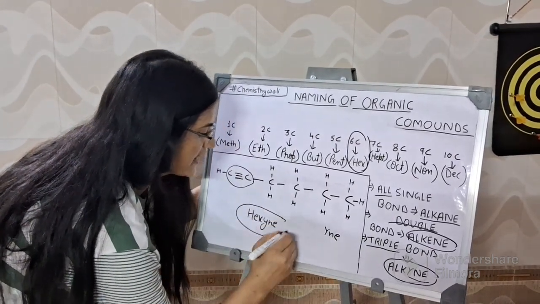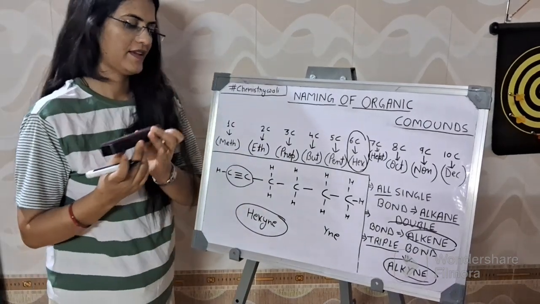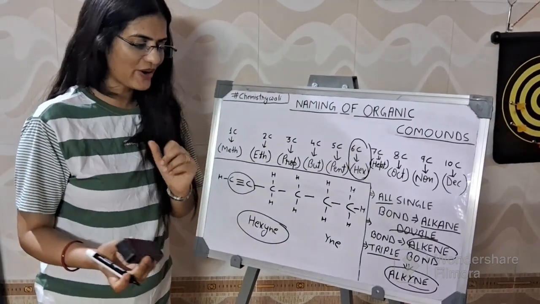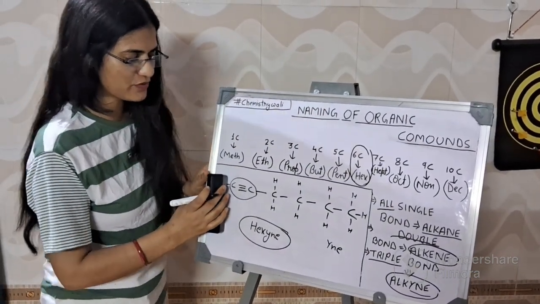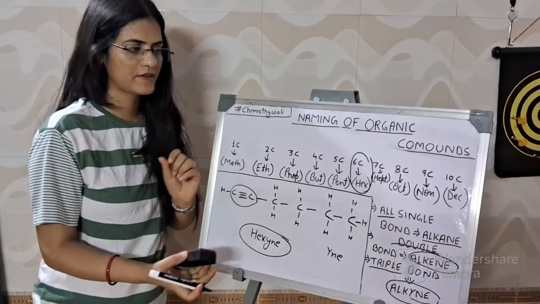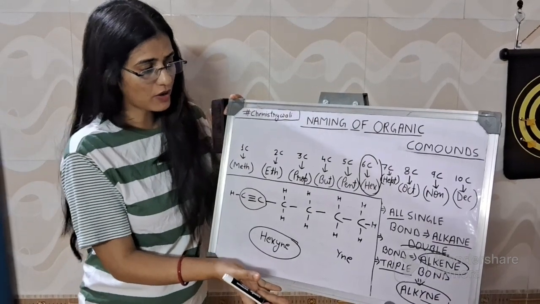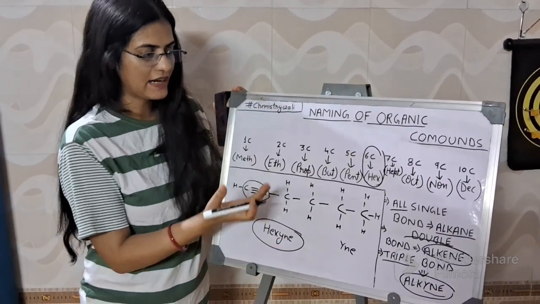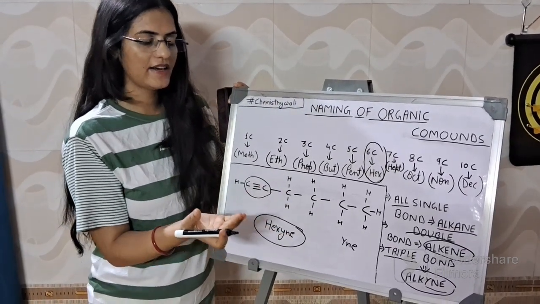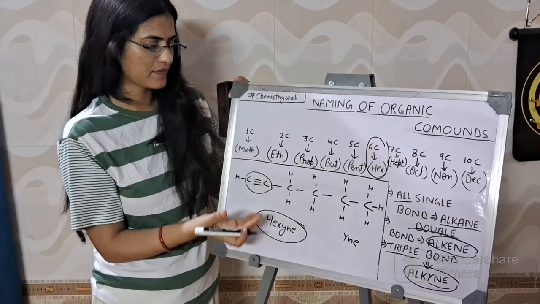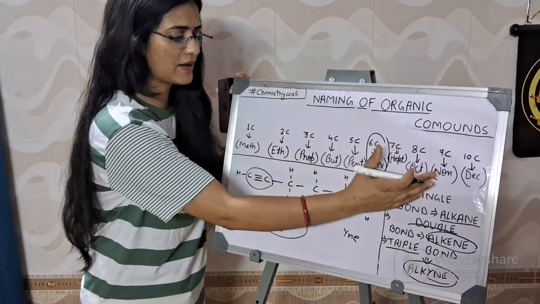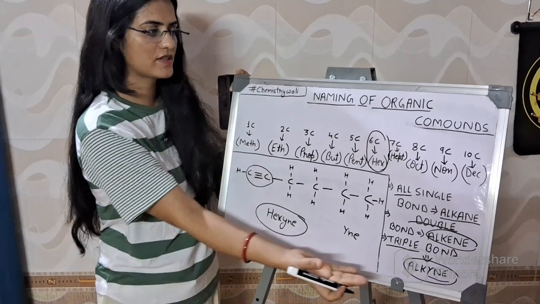So this will be hexyne. I hope this is clear for you all. So let's move to our next topic. So in this video, we learned about how to name alkene, alkyne and alkane on the basis of number of carbon and number of bonds.